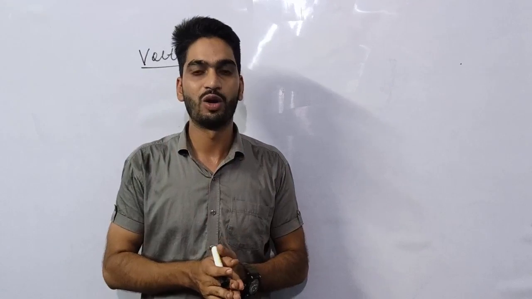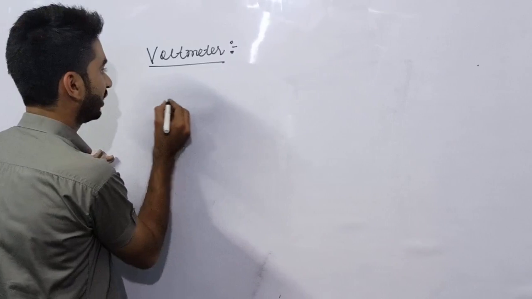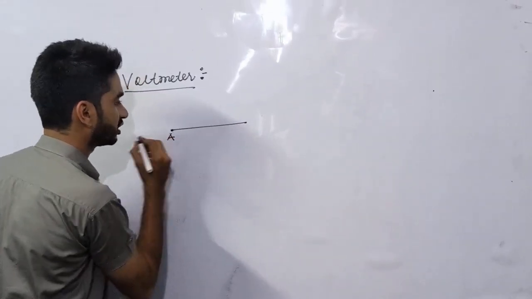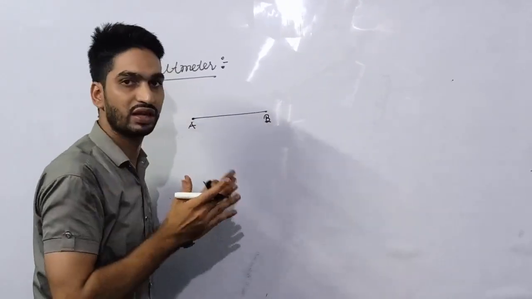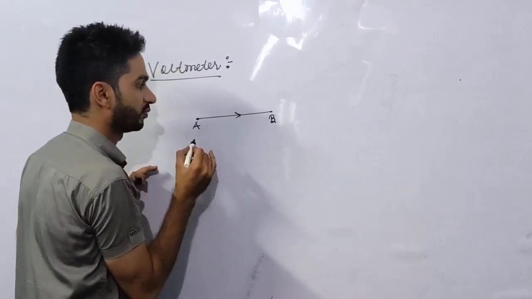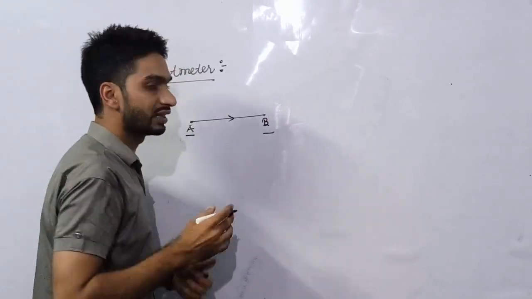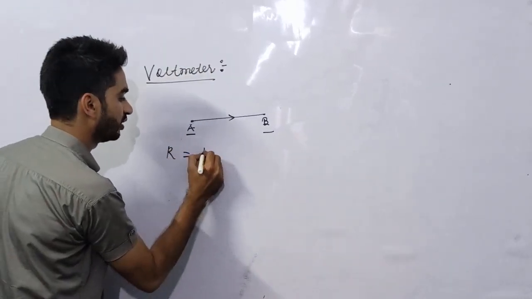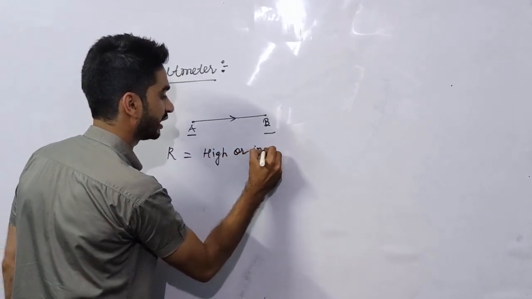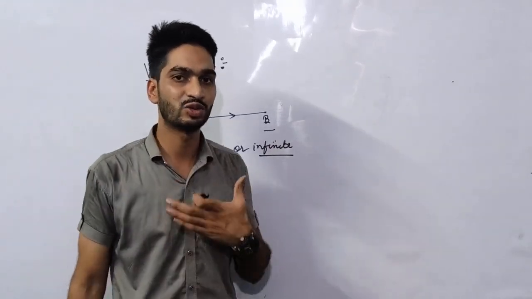So we have to convert the galvanometer into a voltmeter, because of which, if this is a conductor and this is point A and this is point B, and we connect something in parallel to this, the current should be maintained the same between point A and point B. Therefore, the resistance of the device which we connect should be very high, or we can say infinite, and such a device is a voltmeter.